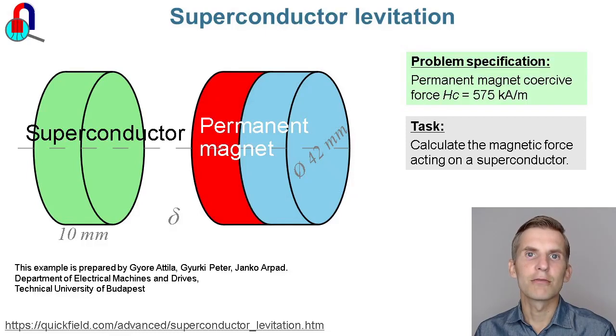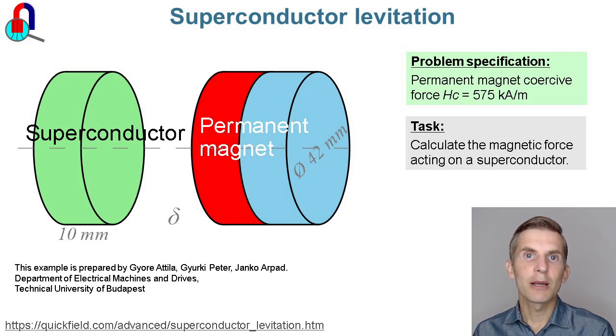Superconductor levitation. The interesting fact about superconductors is that the magnetic field cannot penetrate the superconductors. A superconductor deters the magnetic flux, so there is a repelling force between the permanent magnet and the superconductor. In a strong magnetic field, the superconductor can even levitate.